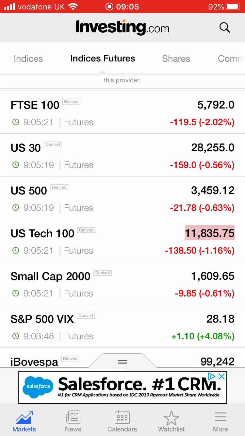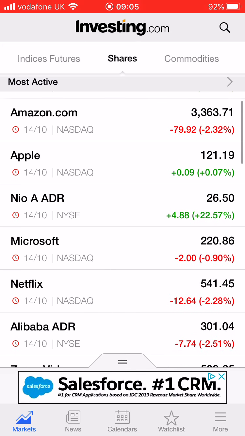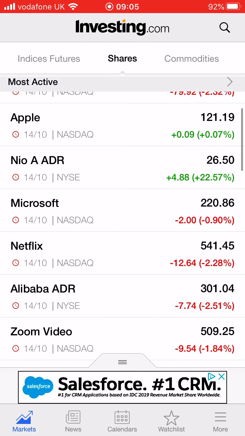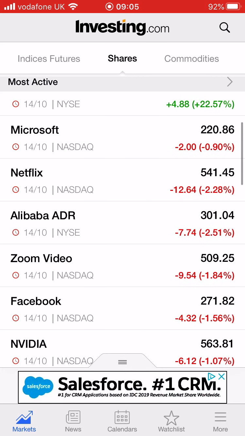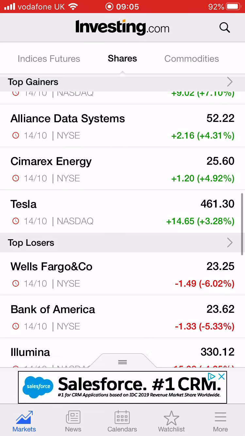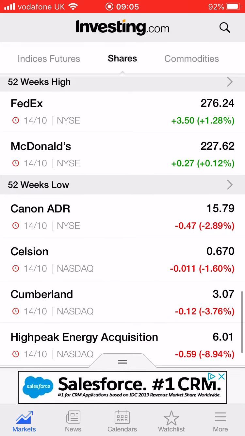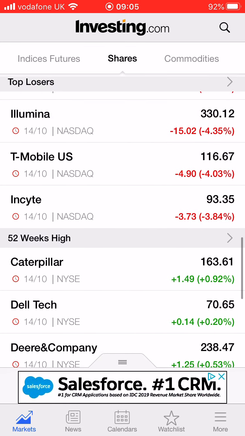And you can add these to your watch list and create a custom watch list. You've also got shares, individual shares as well. So you can see your main US shares there, for example. It shows the most active ones, and then top gainers of the day, top losers of the day, 52-week highs and 52-week lows.